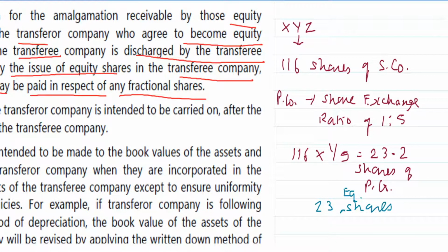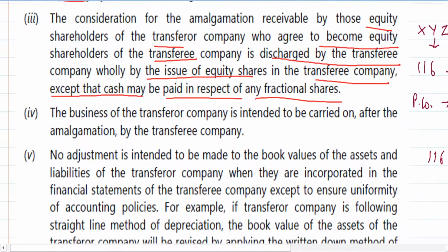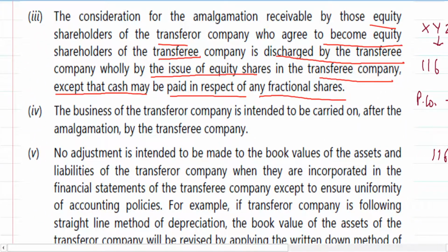What it says is that this 0.2 share, we will settle in cash. This is the suggestion given in the accounting standard. So 0.2 share I will settle in cash. This is allowed by the accounting standard. The accounting standard says that you should be issuing only equity shares. But if there are any fractional shares, then no problem. For that, you can pay cash. So cash can be paid for the fractional shares.